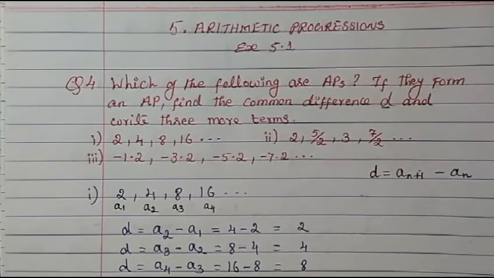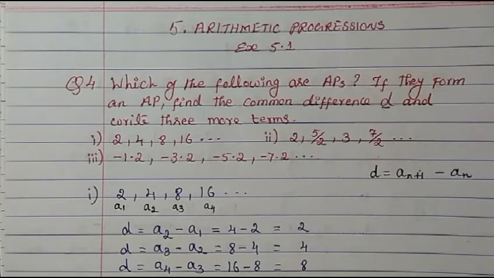Today we are going to study from class 10th chapter 5 arithmetic progressions exercise 5.1 question 4. Which of the following are APs? If they form an AP, find the common difference D and write three more terms. This I have explained to you already. Two parts I have done, where we have covered 6 sums. So if you go through those videos, then this will be clear to you.